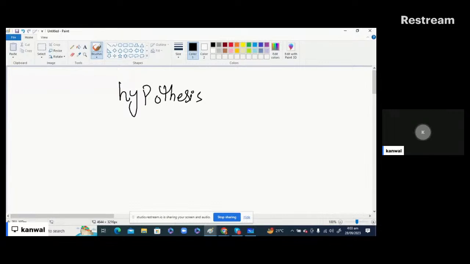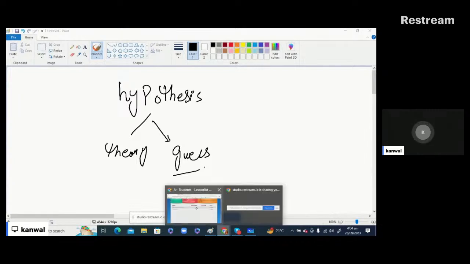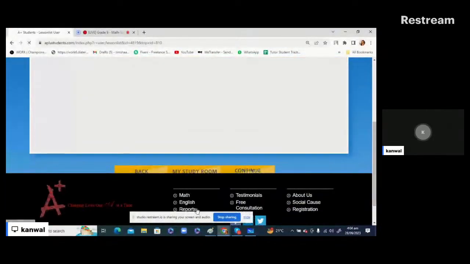Okay, so a hypothesis is basically a theory or a guess. Sometimes it's an idea that you can test through study and experiments. So all these things can be a hypothesis. Let's just open this lesson.